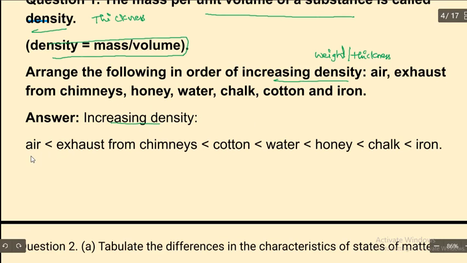So here, air density is less than exhaust from chimneys, less than cotton, less than water, less than honey, less than chalk, and less than iron. If you see properly, iron has more weight when compared to chalk. Chalk has more weight when compared to honey. Honey has more weight when compared to water. In this way it goes. So air is going to fly, you can say. Okay, so this is the increasing order of density.